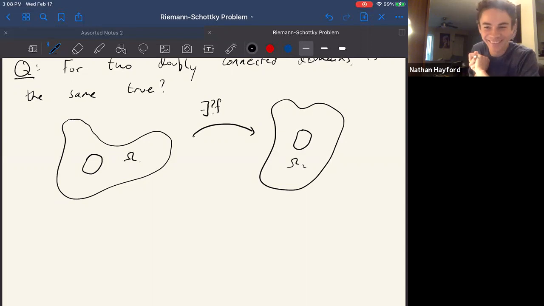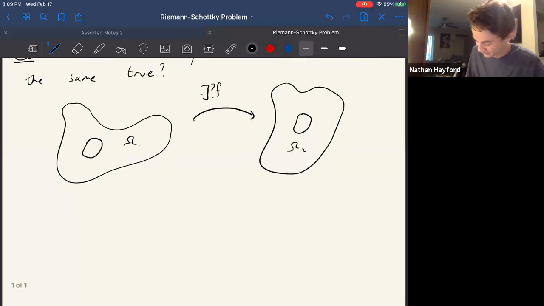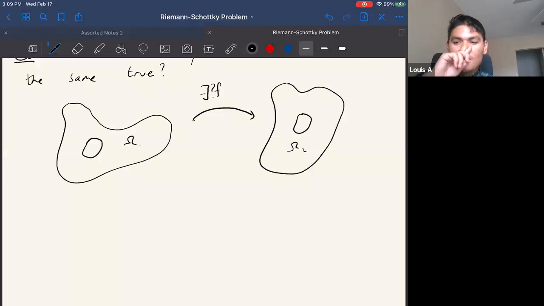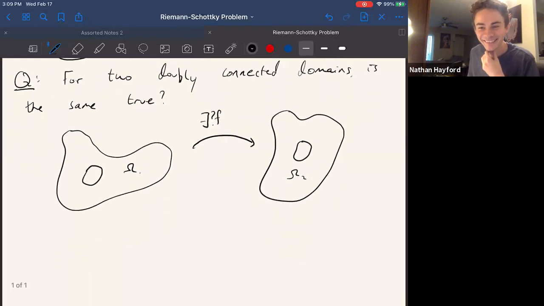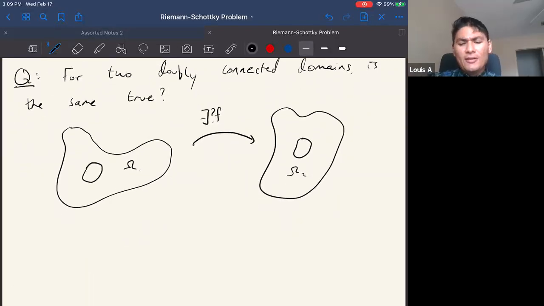Does anyone know the answer? At least a couple of you do, but does anyone not know the answer? No problem. Well, if you don't know the answer, anyone have any guesses? Louis, what do you think? I think no. You think no? Okay, why not? It worked for simply connected domains. Why shouldn't it work for doubly connected? Because it's not as nice. Applied induction, it's true for any. I thought there's a problem you always like to throw around, if I'm remembering right, that two annuli are conformally equivalent if the ratios of their inner and outer radius are the same.